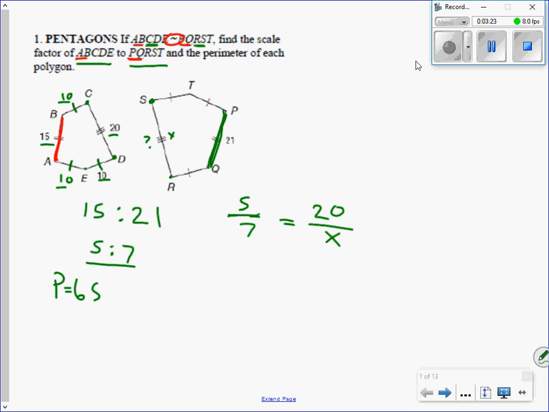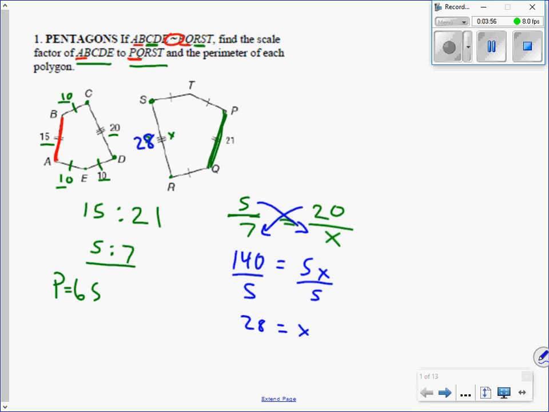So 5 is to 7 as 20 is to something. Okay? So we can cross multiply. If you can't really do that in your head, you can cross multiply here. You get 140 equal to 5x. You divide both sides by 5. You get, what, 14? No, 28. Yeah. So x equals 28. That'll be this.